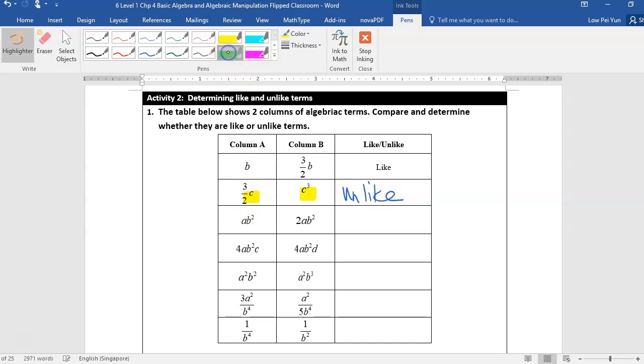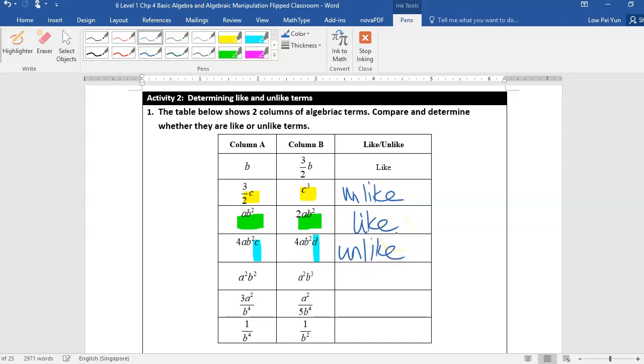Next part, we have AB squared, and this is 2AB squared. Are they like or unlike terms? They are like terms. And then the next one. Very obvious, you can see that this is a letter C. Over there are no letter C. So they are unlike terms.